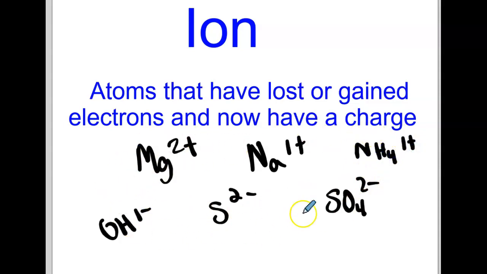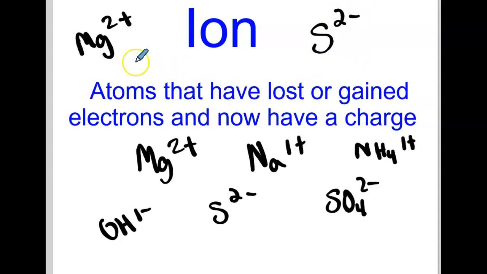So anything that has lost or gained electrons, an atom or group of atoms that have lost or gained electrons, is considered an ion. We got magnesium with a plus, and you can write your charge. The proper way is the number, then the plus or minus. But sometimes you may see it written with the plus or minus and then the number. That's okay. This is the proper method, number then symbol, but either way is acceptable.